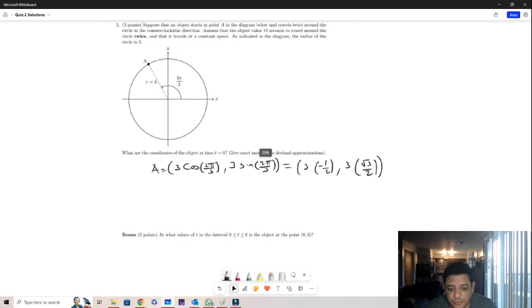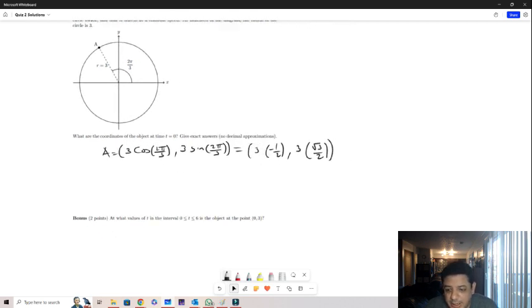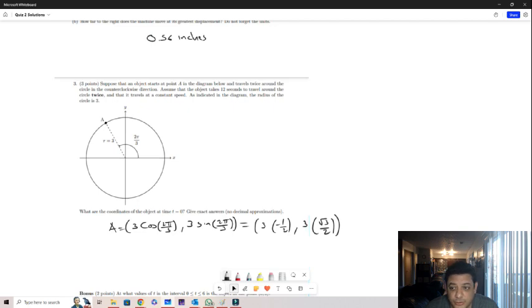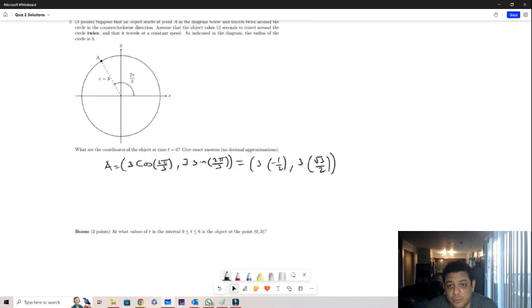Now, the last question, the bonus question, asks: at what values of t in the interval between 0 and 6 is the object at the point (0, 3)? So if you think about it, what is (0, 3)? (0, 3) is this point here, where I'm reaching pi half, right? So I want to know how much time it takes me to get back there. Notice that because this takes 12 seconds to travel around the circle twice, it only takes 6 seconds to move on the circle once. So it goes from here to here in 6 seconds.